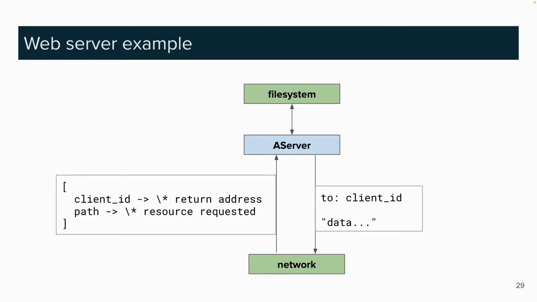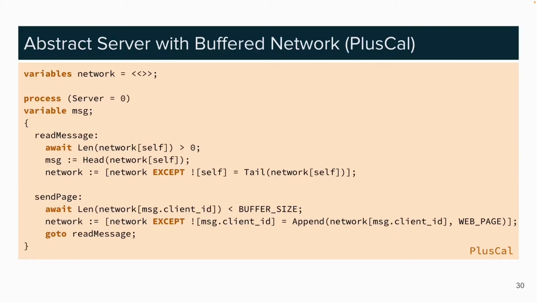Our example is a web server that receives a message from a network and then reads a web page from a file system and returns the result back to the network. Here is the server modeled in PlusCal. It has two main parts. First, it reads the message, and then in the second part, it sends the page back to the client.